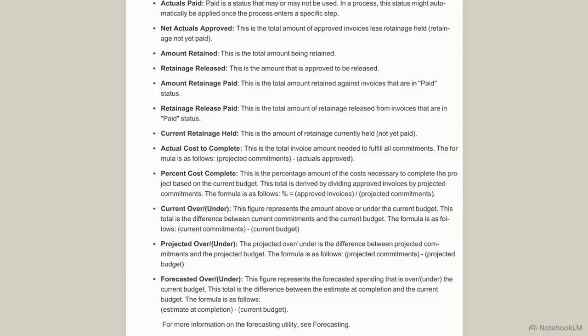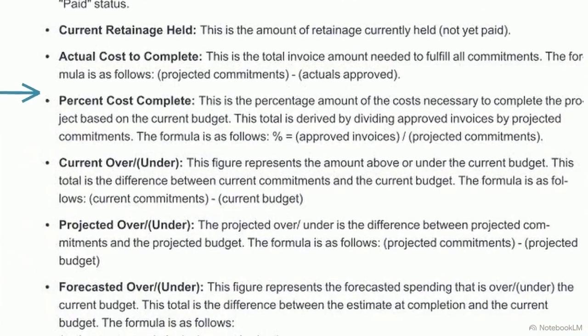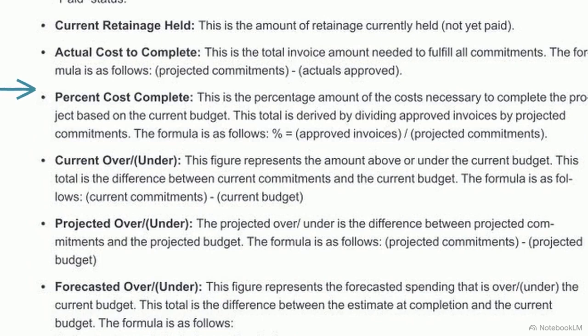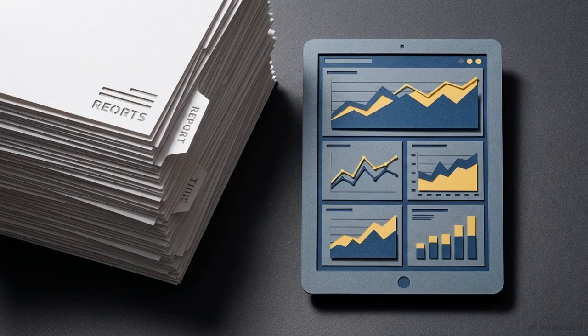This documentation outlines the specific logic driving real-time reporting. Metrics like percent cost complete and projected over or under are calculated automatically, derived directly from actual invoices divided by projected commitments. Accurate forecasting removes chaotic guesswork from the project management process, replacing it with measurable, mathematical certainty.